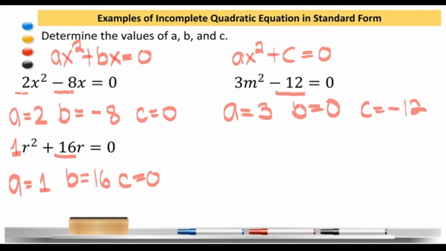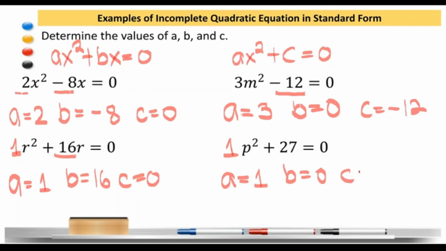Example number 4. The given is p squared plus 27 is equal to 0. The value of a here is equal to positive 1. Again, there is an invisible 1 here. The value of b is equal to 0 and the value of c is equal to positive 27.